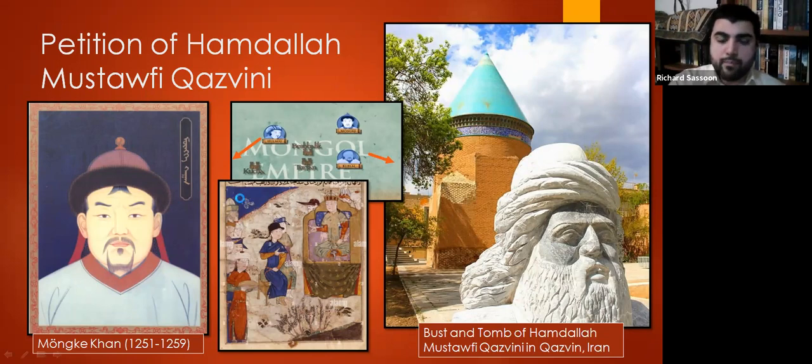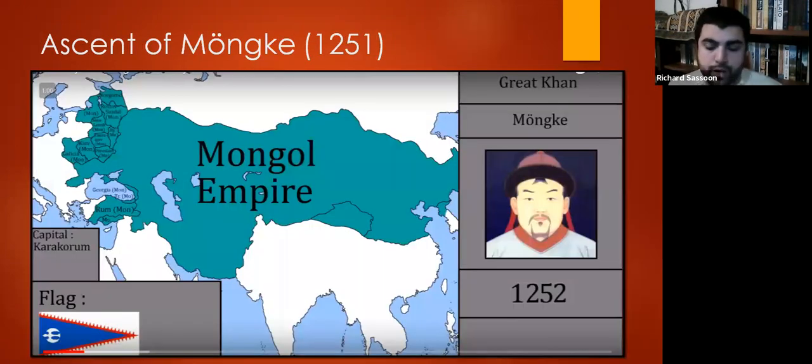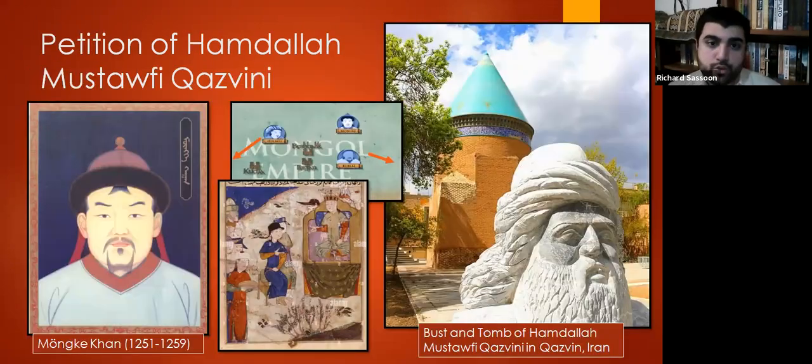If we look at the map of when Möngke Khan ascended, we can notice that the two territories that the Mongols really wanted to expand into were southern China and Mesopotamia. So those were the two places to which the other brothers were sent. Hülegu Khan was sent to Mesopotamia and Persia, and Kublai was sent to China to conquer the southern Song dynasty.